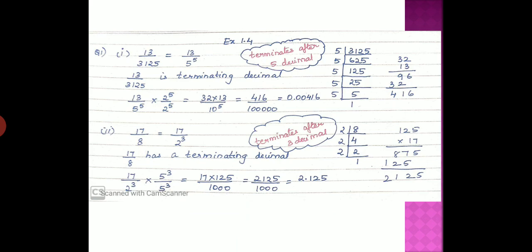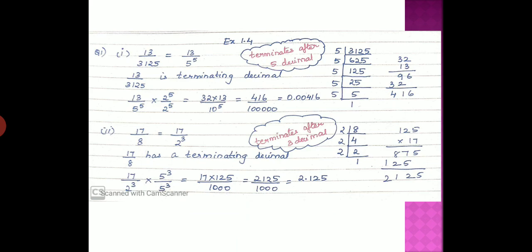Okay, now second one, 17 by 8. 17 by 8 is 17 by 2 power 3. Okay, so it has 2 alone, therefore it is a terminating decimal. You can see you have 2 power 3. So the highest power in the denominator is 3. Therefore it will terminate after 3 decimals. Okay, now we'll find the decimal expansion.